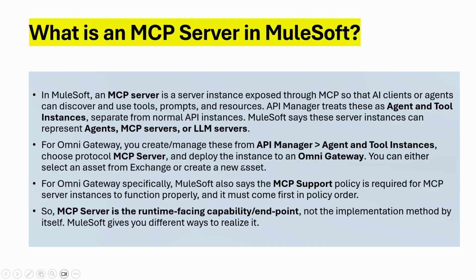MuleSoft says these server instances can represent agents, MCP servers or LLM servers. So MCP server means internally it has agents, MCP servers, LLM servers. You can call it in this way. For Omni Gateway, you can create or manage these MCP servers via API Manager, agent and tool instances. Then here you can select the MCP server and all. I will show you practically in our next video in the UI itself instead of reading through this theory. While creating Omni Gateway, you have this option to create this MCP server. I will show you the navigation in the Anypoint Platform.